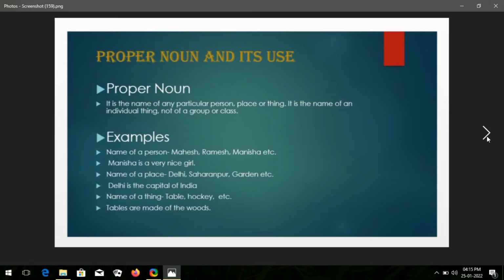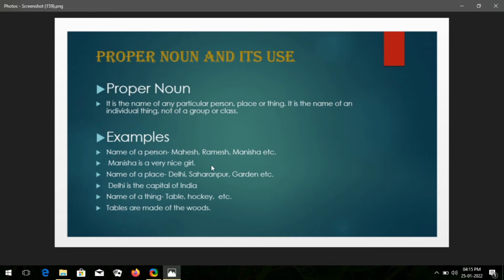Here, first of all, we talk about proper noun and its use. This is the proper noun, friends. Let's see the definition of proper noun. First of all, it is the name of any particular person, place, or thing. And it is the name of an individual thing, not a group or class. So this is the definition you can go through. I hope you must be getting. And let's go through the examples.